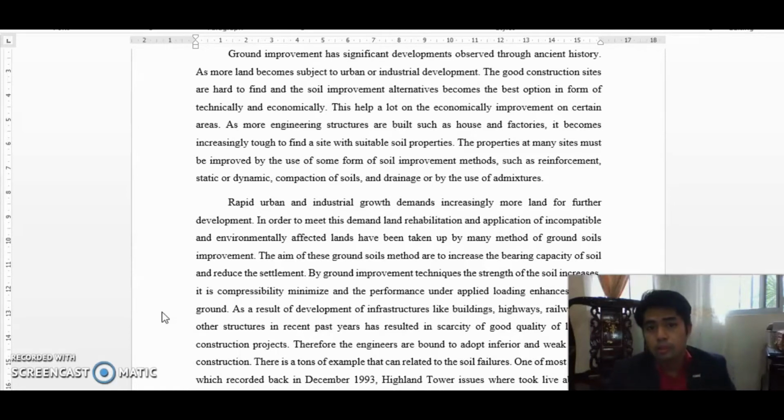So development must be improvised and increased in certain areas. The soil improvement is the crucial part to make sure the buildings, factories or houses in the surrounding areas can be built in safe condition.